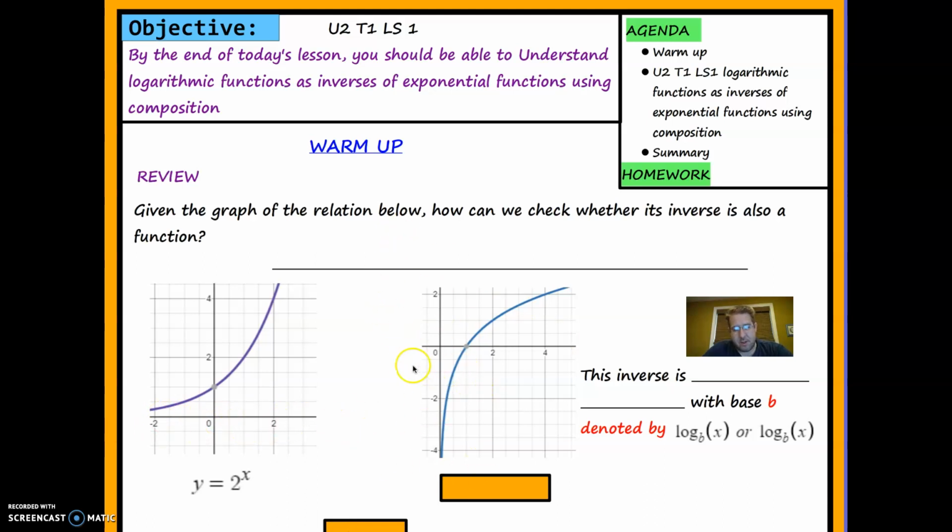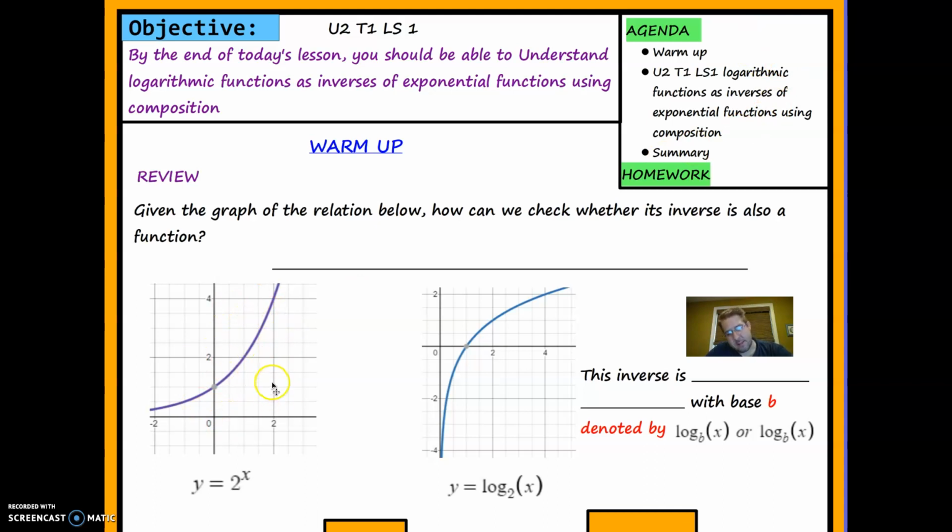Now, logarithmic functions have a vertical asymptote. So they have a line which they will never reach, which is vertical. This is log base 2 of x. So these are basically perfect inverses of each other. If you were to take this graph and flip it over the y equals x, then it would be this graph. That's what makes them inverses.